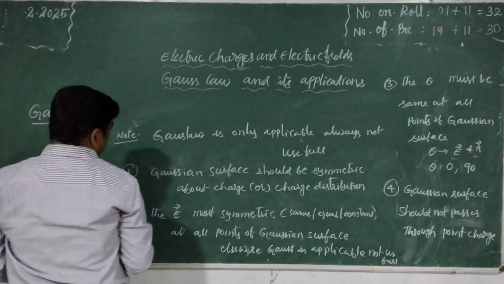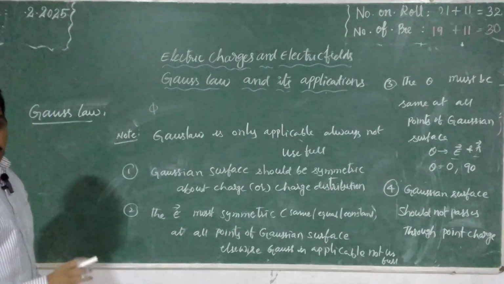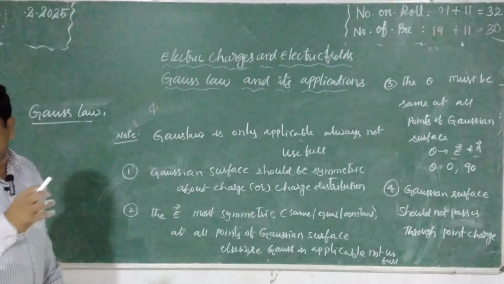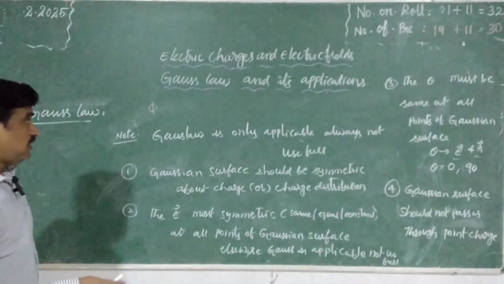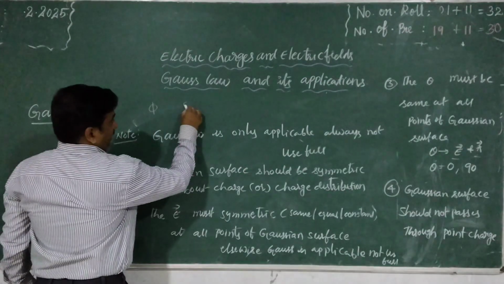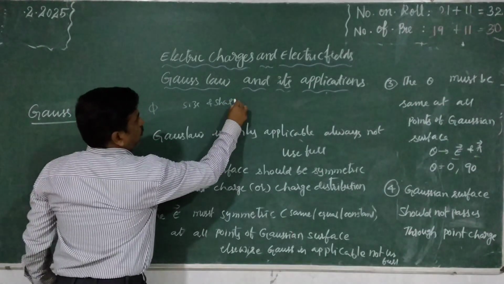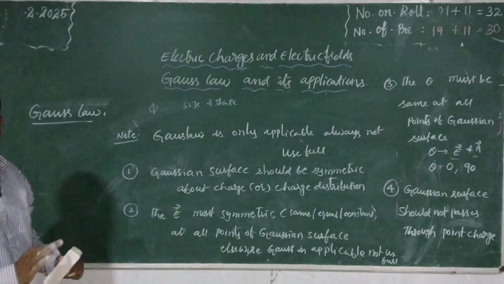Before we discuss, note this important one: the flux through a closed surface is always 1 by epsilon naught times the net charge enclosed by the surface. That is Gauss law. The size and shape of the closed surface do not affect the net flux.